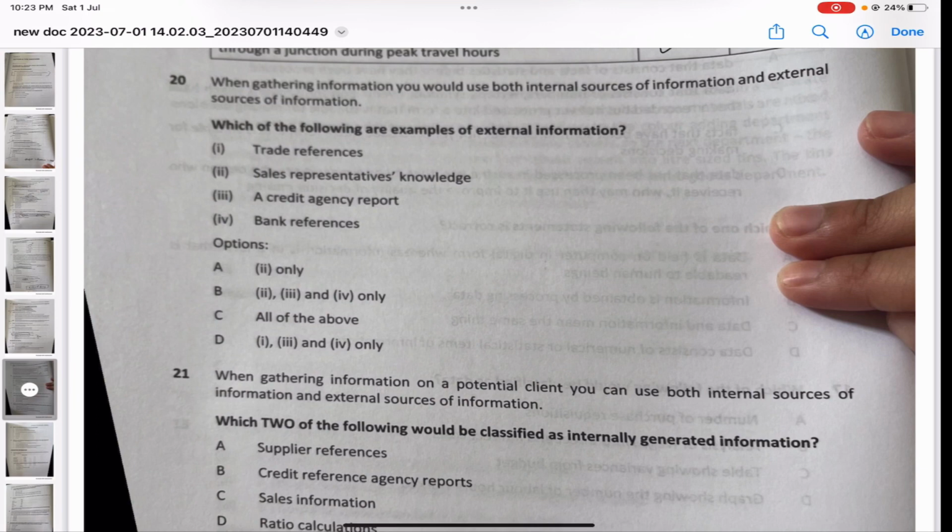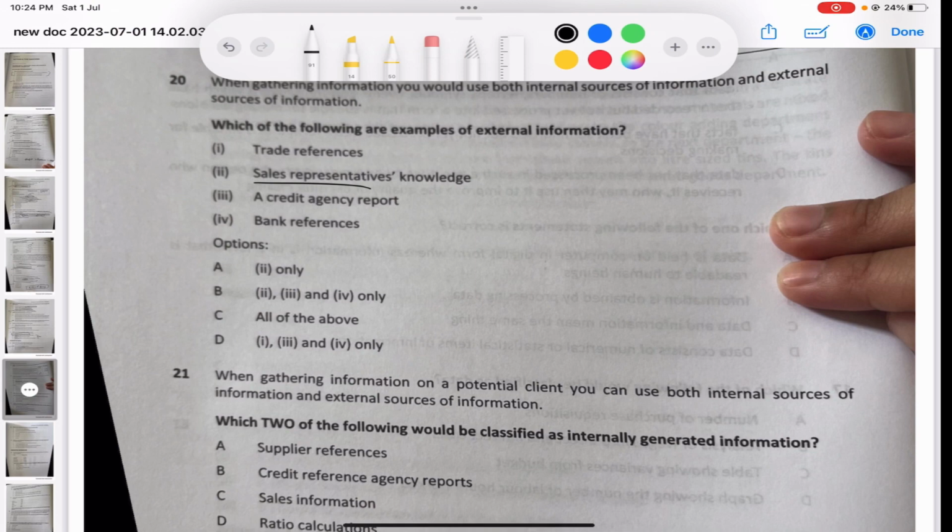When gathering information, you would use both internal sources of information and external sources of information. Which of the following are examples of external information? Trade references, sales representatives' knowledge, credit agency report, and bank references. So which are external information? The sales rep belongs to the firm, so that will be an internal source of information, right? Other than that, trade references, credit agency, and bank references. These three are going to be my external information, so my answer here is D.